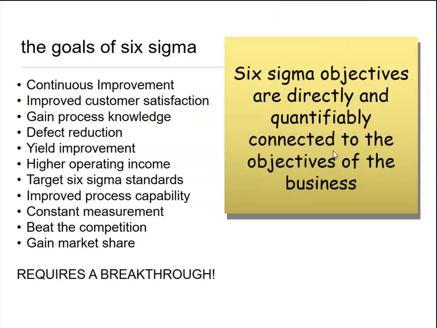And then the Six Sigma objectives are directly and quantifiably connected to the objectives of the business. So obviously, you're not going to use objectives that were chosen for Ford for a flexo shop. The flexo shop has its own unique objectives that it wants to achieve, so we have to have objectives that are quantifiably and directly connected to the business.